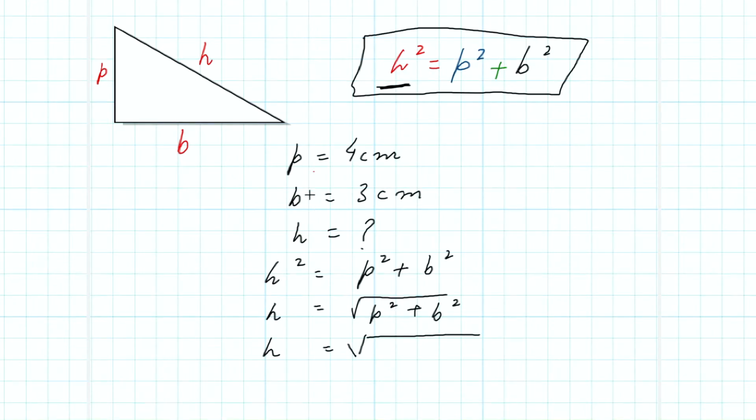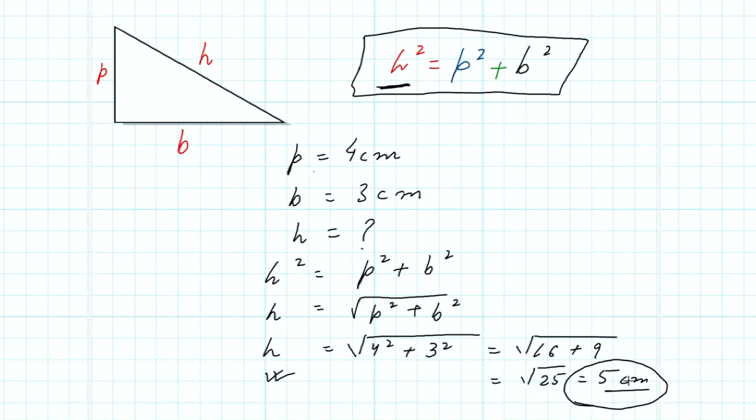So p square, here we have p is equal to 4, which means 4 square, plus we have b is equal to 3, hence 3 square here. From here we will get 16 plus 9, which will be equal to under root 25, and finally we will get 5 centimeter. So the hypotenuse here will be equal to 5 centimeter.